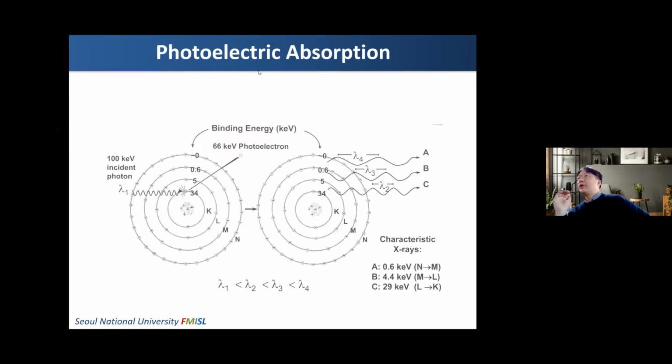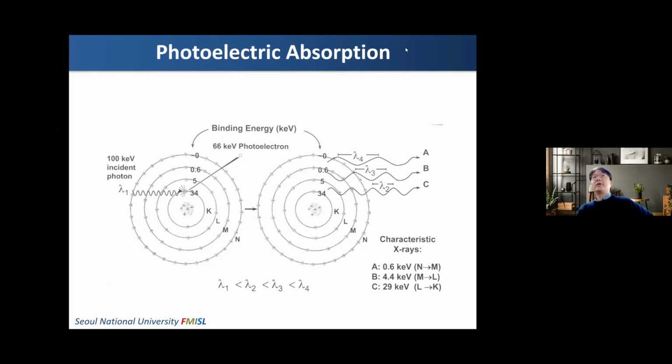I have told you two different interaction mechanisms so far, Rayleigh scattering and Compton scattering. And the third one that I will tell you about is photoelectric absorption. Absorption is different from scattering. Scattering means a change of the direction of flight, but absorption means that the photon will be lost. The photon will disappear, so all of the energy that the photon has will be absorbed by the atoms of the surrounding matter.